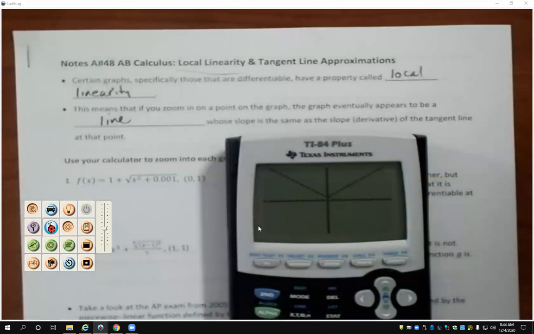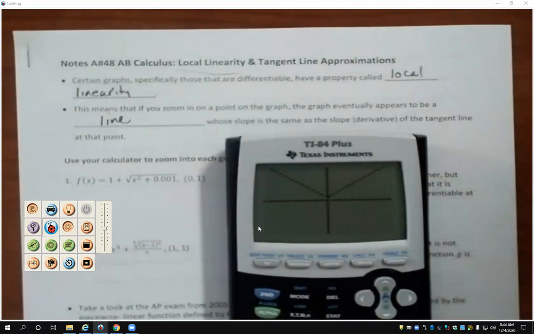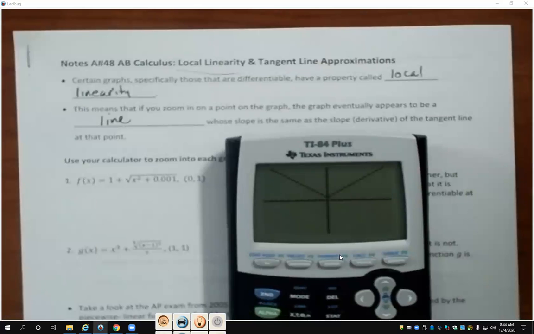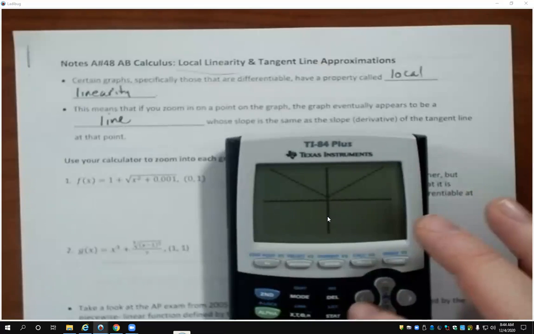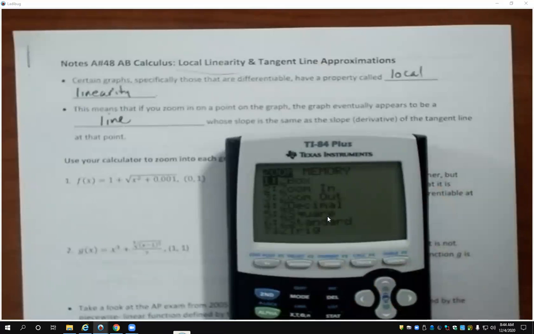So I just graphed that square root function right there. And it certainly looks like an absolute value function. It definitely looks like we come to a sharp point, okay, right in here. Okay. But what we're going to do is zoom in on the point (0, 1), which is what appears to be this vertex right here. So I'm going to hit zoom, which is at the top. Zoom in, so it's option number 2.